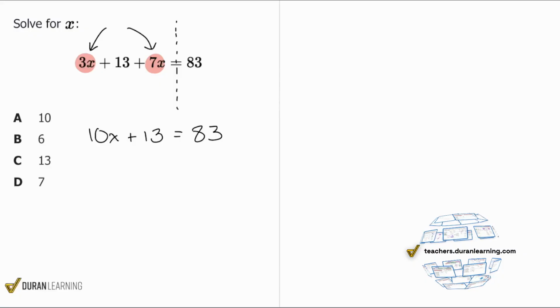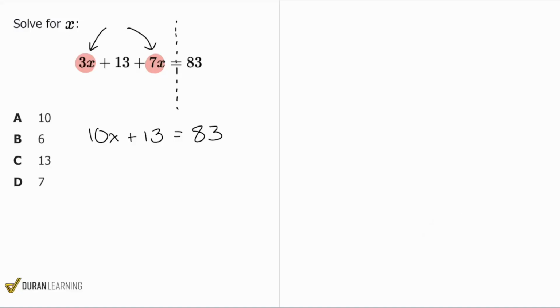Up next, what we're going to do is get that x by itself now. We finally have the variable as just one term with the variable, and so everything else can start going away now. I'll start by getting rid of the plus 13 by subtracting 13 on both sides.